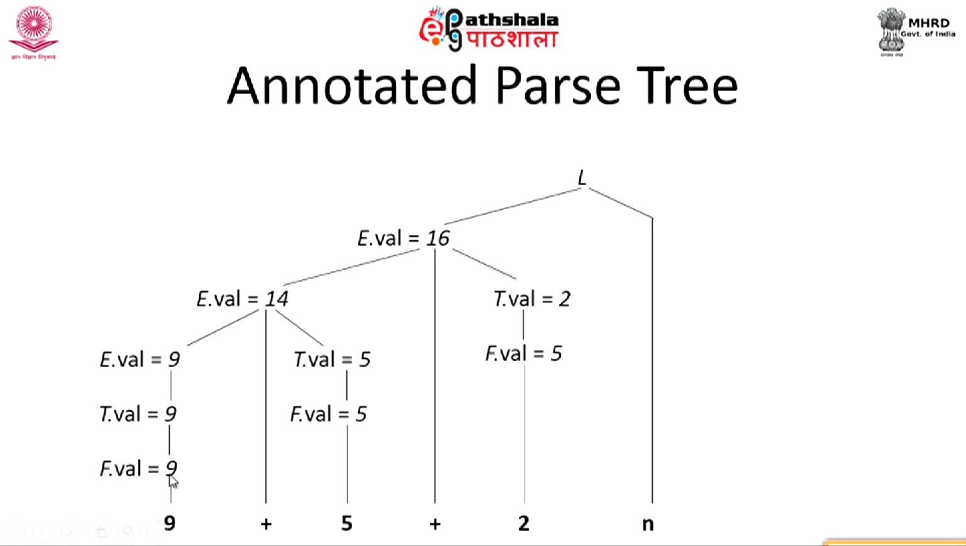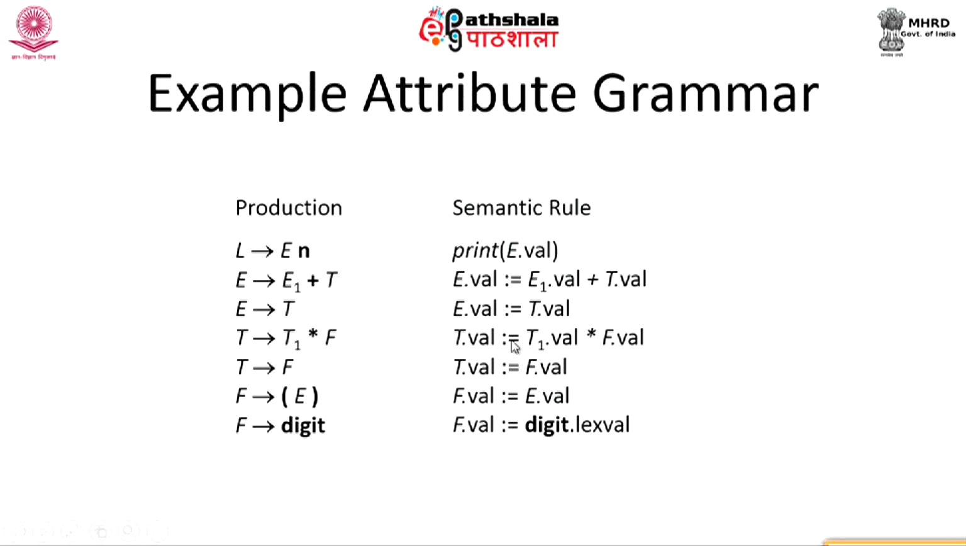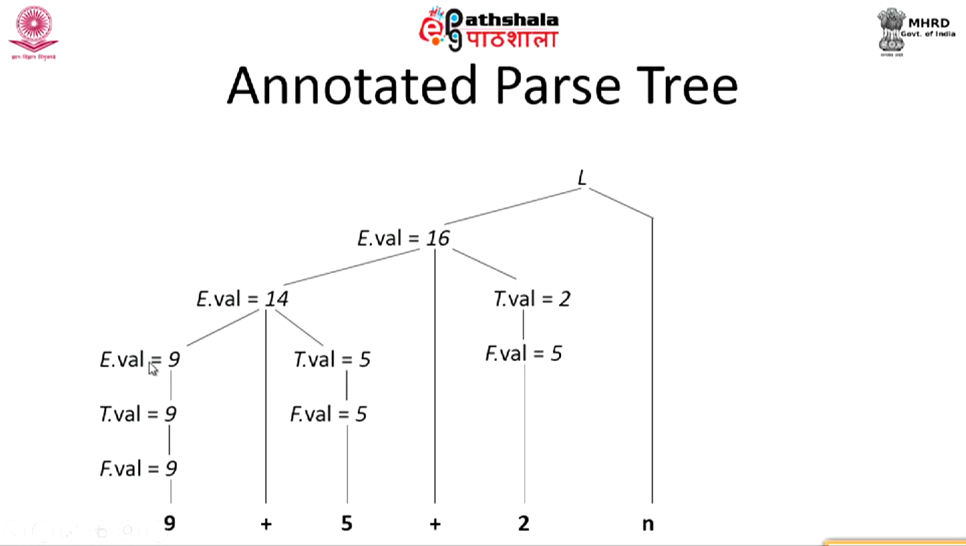If I simply assign values, I know that F dot value is nothing but the lexical value of the digit. So I will get 9 here, similarly I will get the value 5 here, similarly I will get the value 2 here. Okay, this is 2, there is a typo here. Then this T dot value is also equal to simply F dot value. So I copy 9 here, similarly I copy 9 here, because as you can see for the production E produces T, E dot value is equal to T dot value. So this corresponds to E produces T, so I can copy the values as they are.